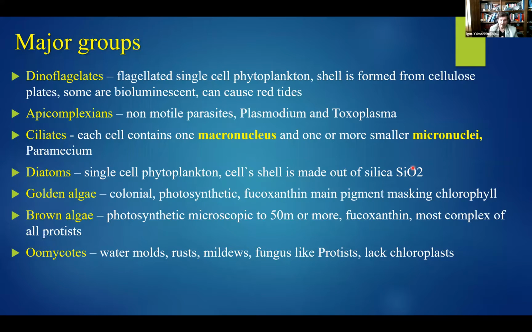Most of the sand, specifically silicon sand, not the coral sand, typical sand is made out of silicon dioxide. And then there is a golden algae. Its main pigment is not chlorophyll, the green one, but fucoxanthin. So it's masking the chlorophyll. They do have chlorophyll in the chloroplasts, but fucoxanthin masks it. As a result, we'll see a slightly different color. It will be a kind of goldish color.